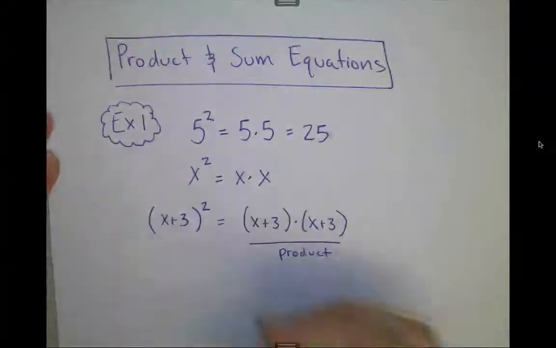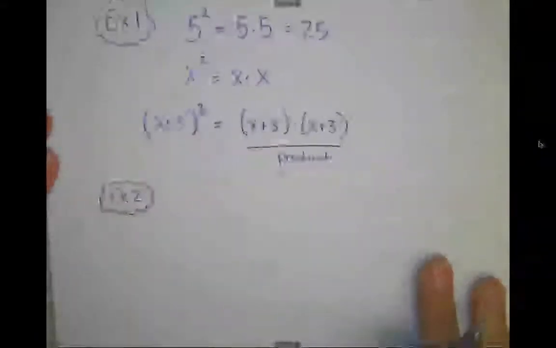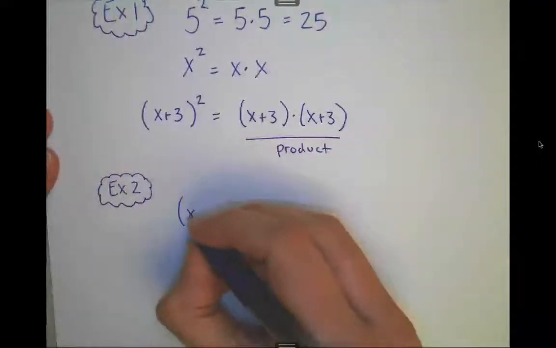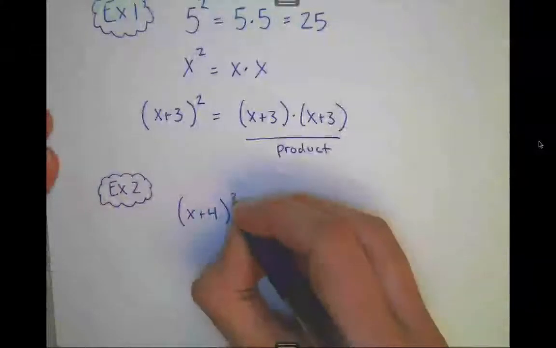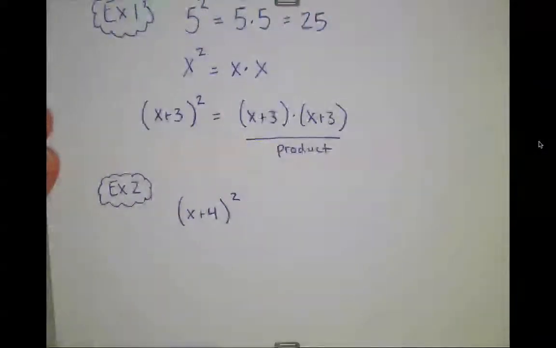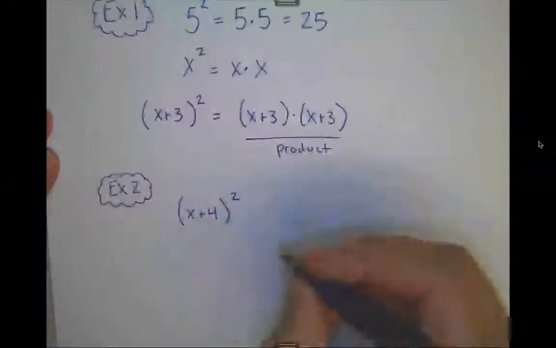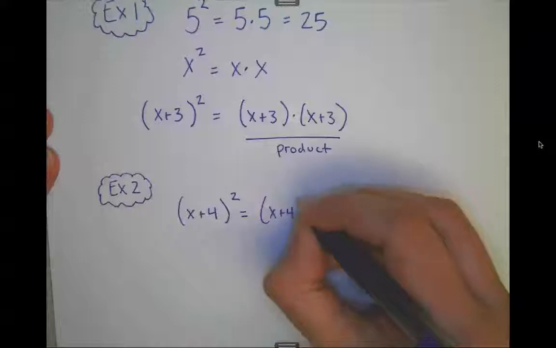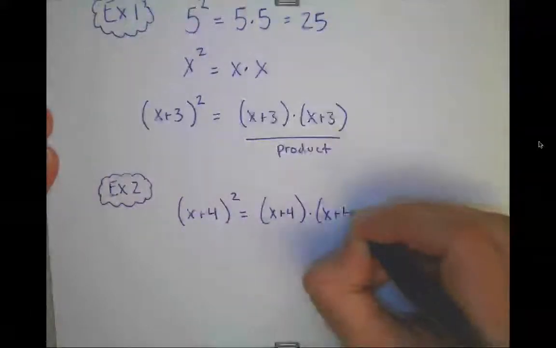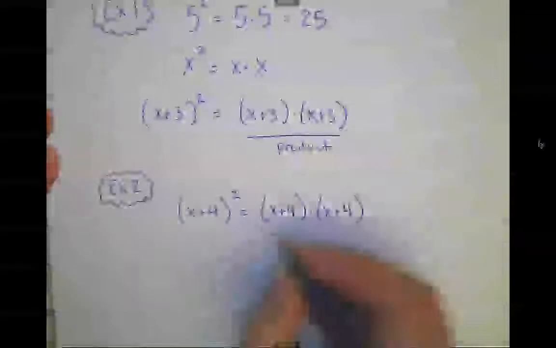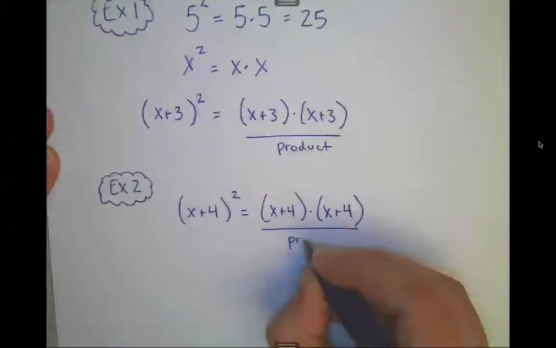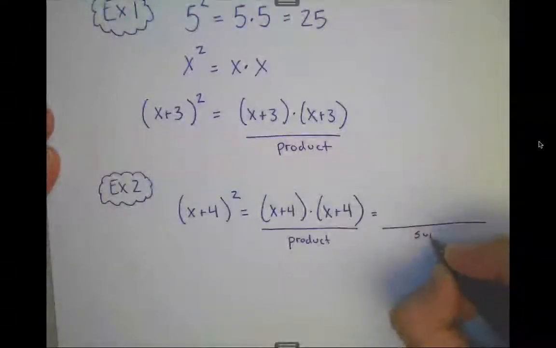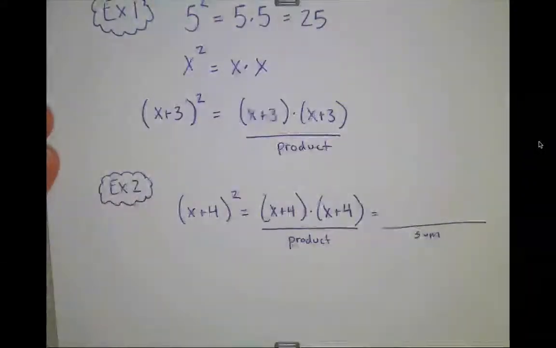And maybe under this we'll just write example 2. Let's say we had quantity x plus 4 squared, and we want to figure out what it equals. Well, we know it equals x plus 4 times x plus 4. We know that for a fact. But we want to take that product and convert it into a sum. What would that equal as a sum? How could we change it so that down the road we can solve these equations?